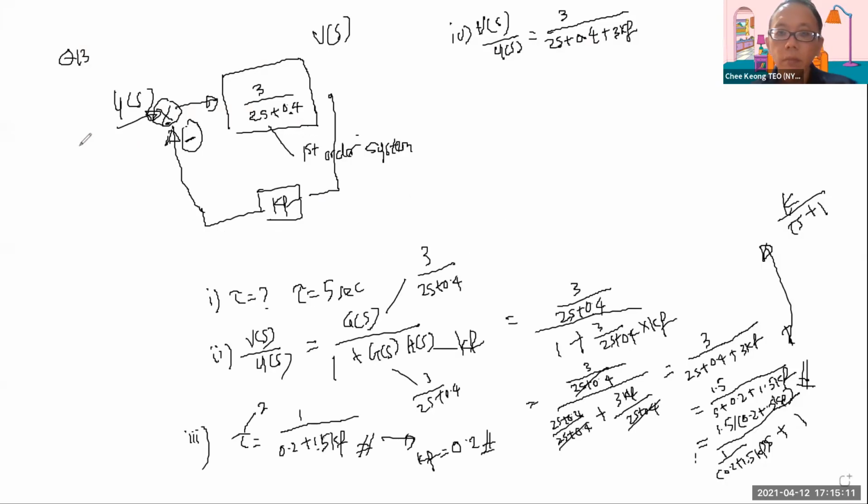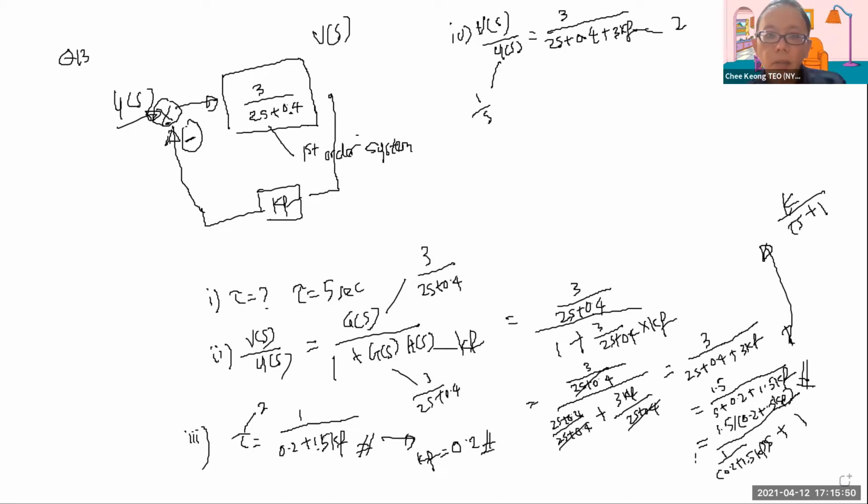Now back to this. With Kf equals 2, you substitute a 2 here, and if the input is 1 over s, because you are using a unit step function, so 1 over s. So they tell you, with this, can you calculate what is your v(t)? Before you find v(t), you must be able to find V(s). So what is V(s) in this case?